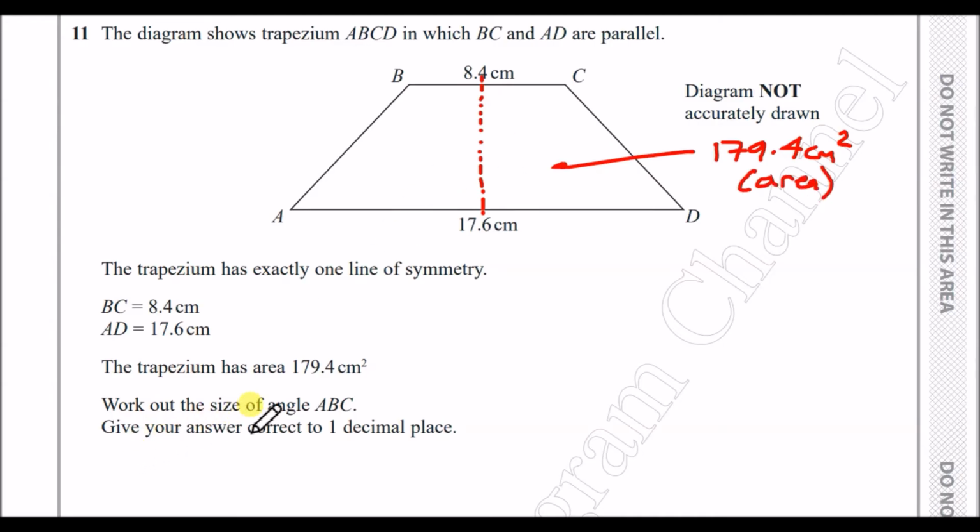Work out the size of angle ABC. ABC. Ooh, interesting question. So they want to find this angle here. Okay, cool. Give your answer correct to 1 decimal place. Right. So to find that angle, okay, interesting. So what first thing you want to do? They gave us the area of a trapezium. Now, if they give you an area of something, use that formula and try and work out what was missing. Well, in the formula sheet, the area of a trapezium was A plus B over 2 times the vertical height. This vertical height is the dotted line we just did, yeah?